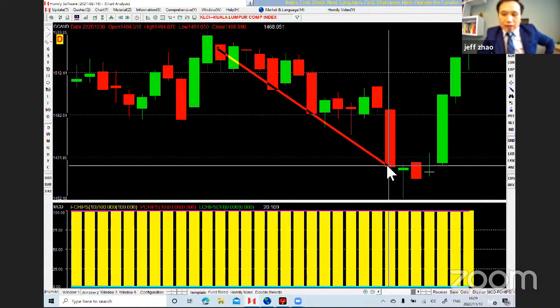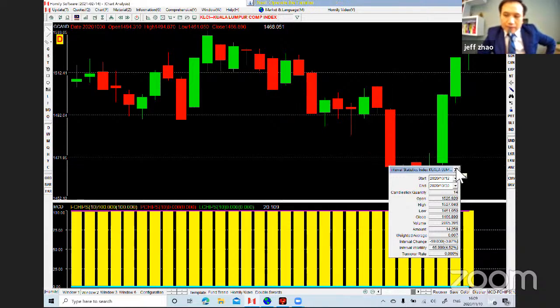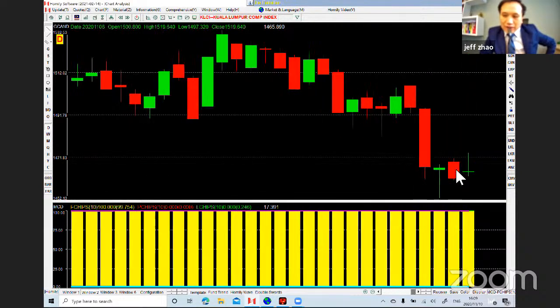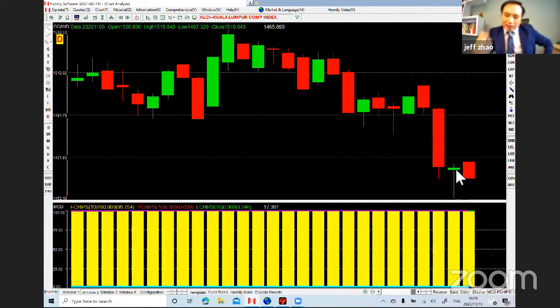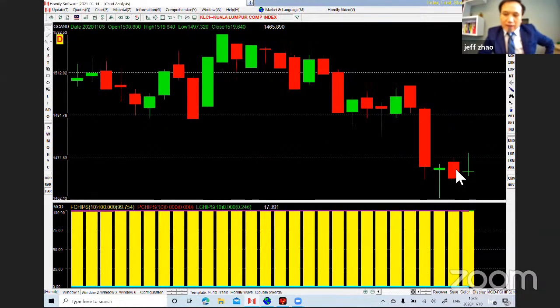This one is 30. Until 30 of October, 14 days already. 14 is a magic number also, but 17 is more important. This one is the 14. So we forecast after a 17-day downtrend, it should go up. This is the 14 days, 15, 16, and 17.